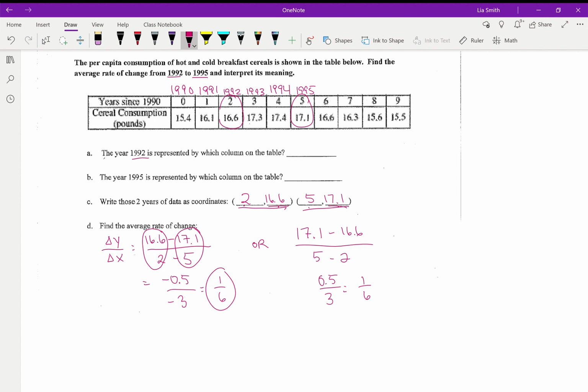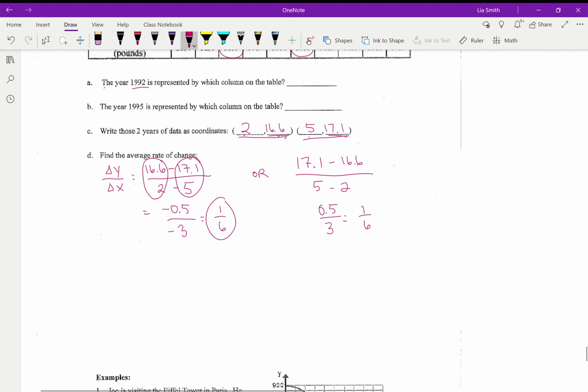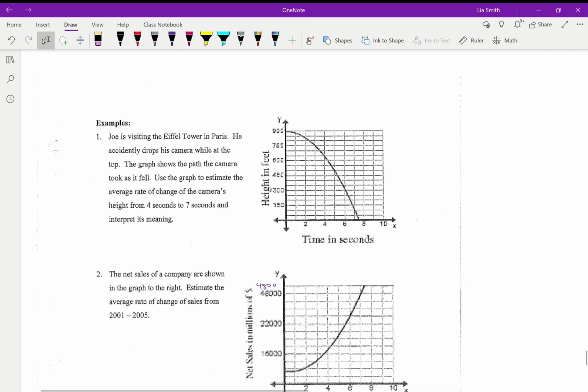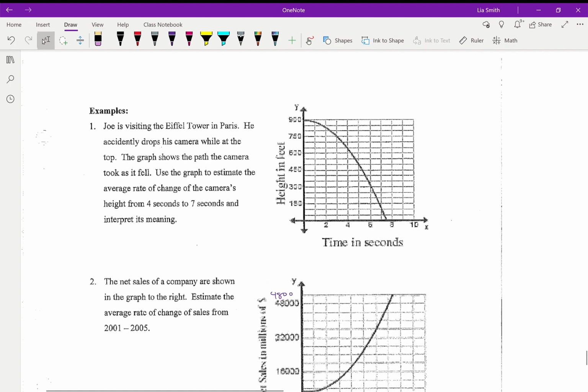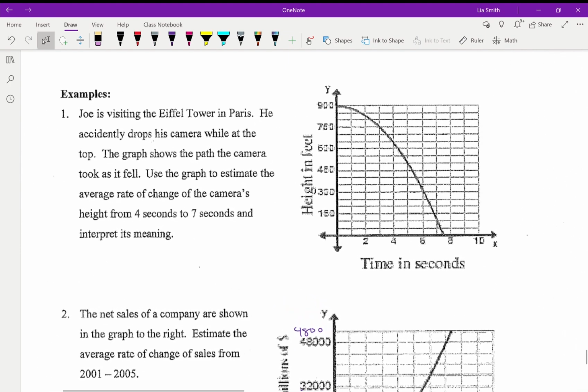So if we were to interpret that, what does that mean? That means that we are increasing our cereal consumption by 1/6 every year. Okay. We can also do this from graphs. You want to read carefully the graph so that you know what it's talking about.